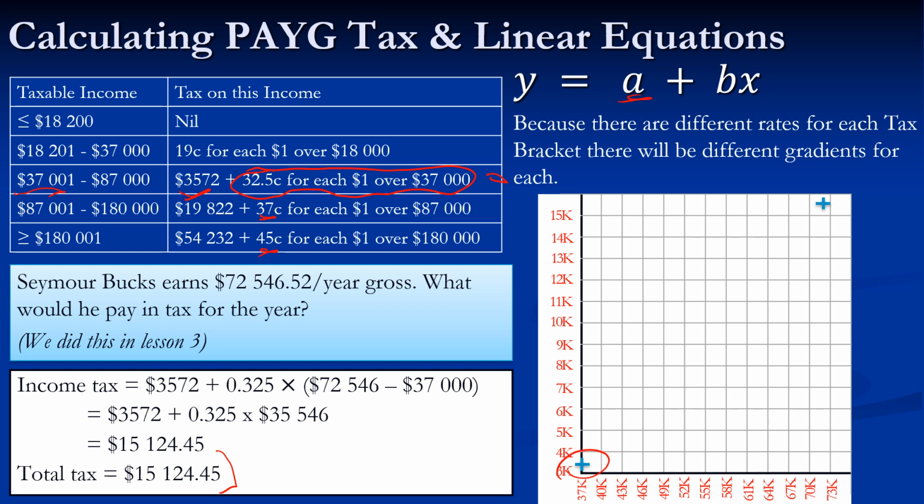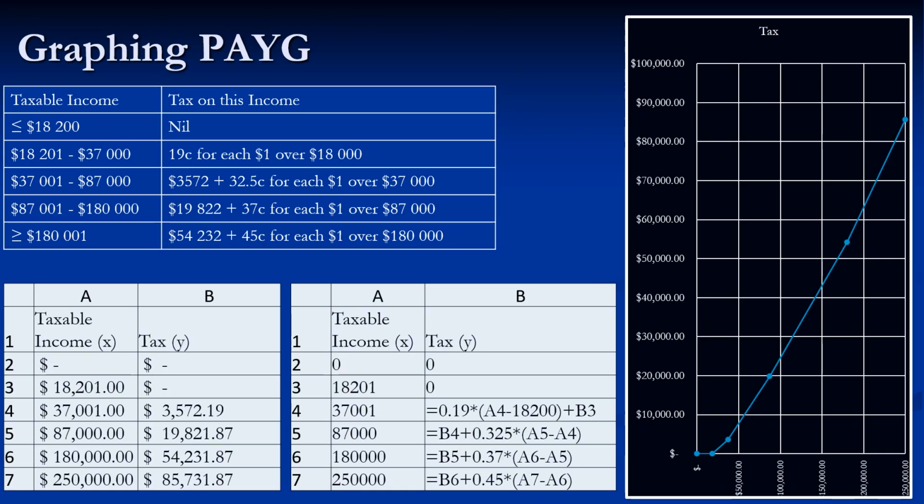So I can express that here. So here's the bottom of the tax bracket. Here's what Seymour is paying in tax, and then I can just graph that. And you can see that anywhere here. So if someone's earning 55,000, I can just read across and go, oh okay, they'll have to pay about $9,800 tax. So that's quite easy to manipulate there.